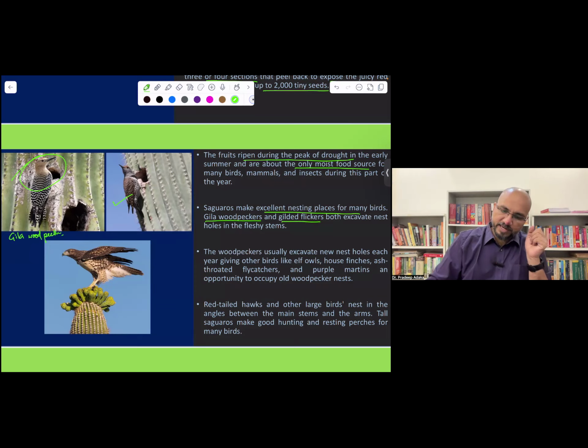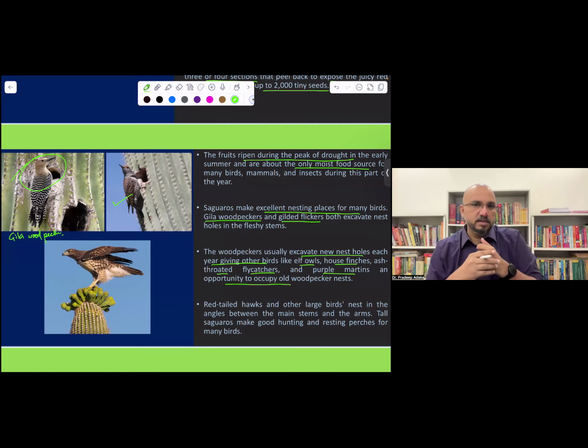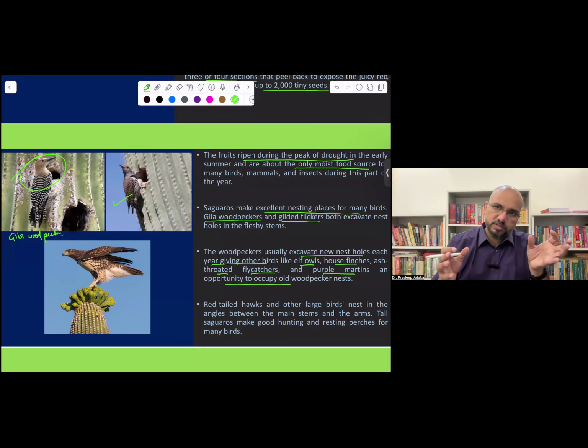So woodpeckers usually excavate new nest holes each year, giving other birds like elf owls, house finches, ash-throated flycatchers, purple martins an opportunity to occupy the old home of the woodpecker. Woodpeckers will keep on making new homes. So these older holes are occupied by other birds.